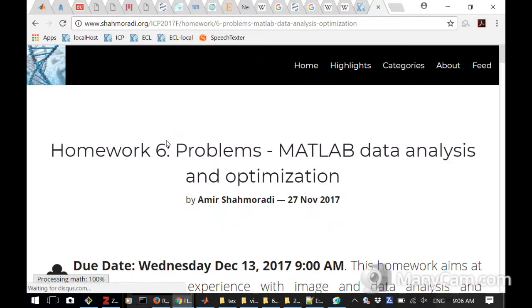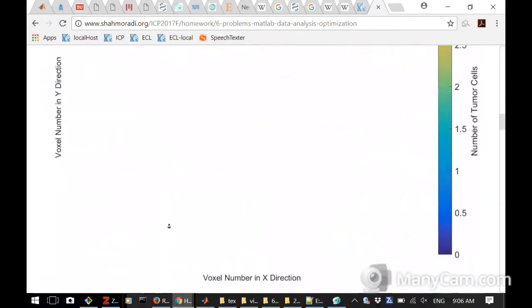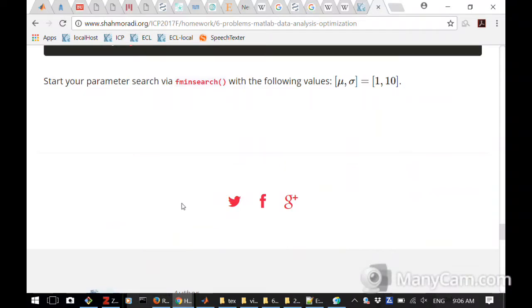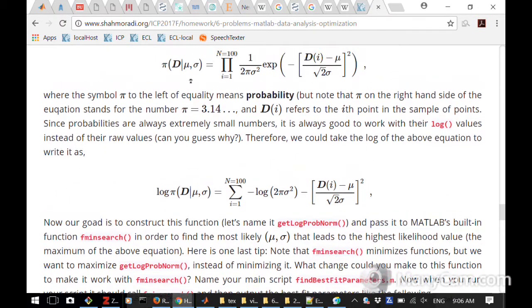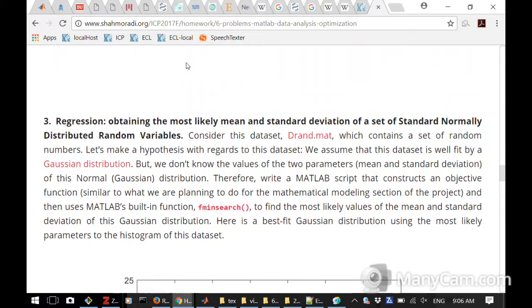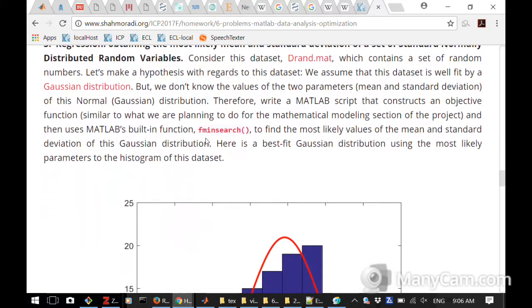Okay, let's have a look at homework 6, problem 3, which is about mathematical modeling, and it's very similar to the problem that you have for your final project. So what is the question? It's a lengthy question, actually. So it says, this is what we will want to achieve. We have a data set inside of this MATLAB file, drand.mat.